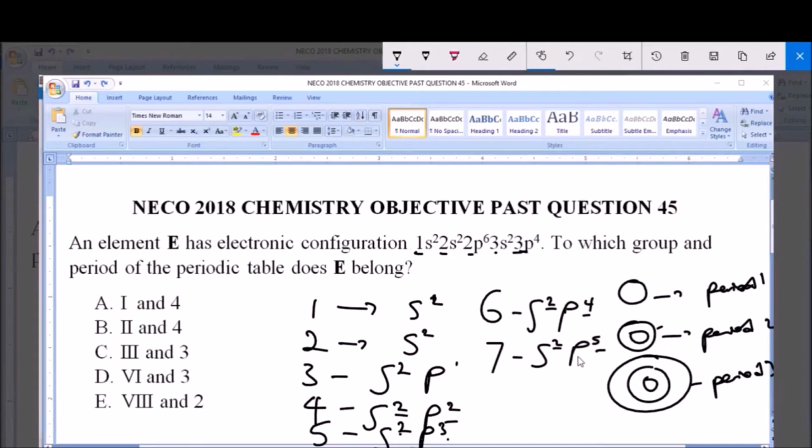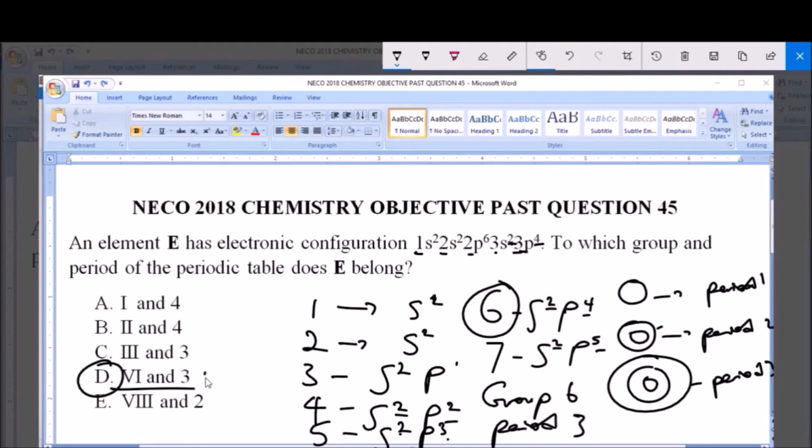Now, the question given to us here is what? S2, P4. So 2 plus 4 will give us what? 6. Therefore, this element belongs to what? Belongs to group 6 and period 3. And that is option D. Group 6 and period 3.